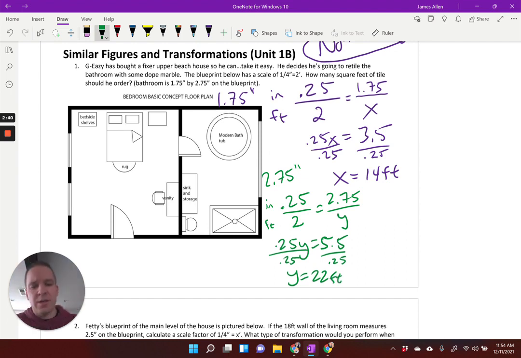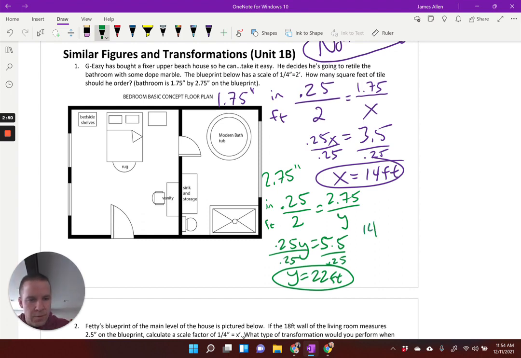Just double check that we are good. All right, so those are my two dimensions, right? So that's part A. What are the actual dimensions? Boom and boom. So 14 feet by 22 feet. Cool. All right, now the other part asks us here, how many square feet of tile should he order? So let's do that one.